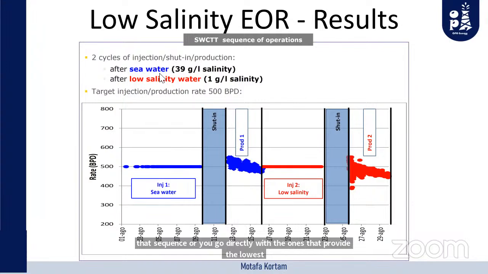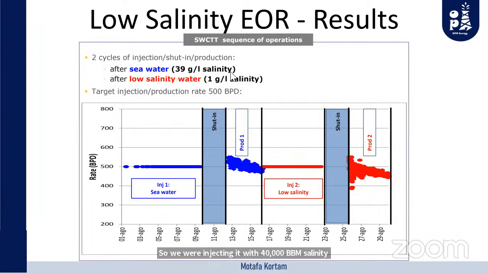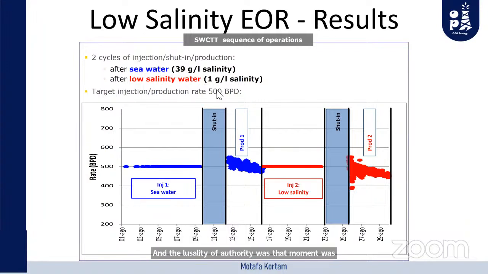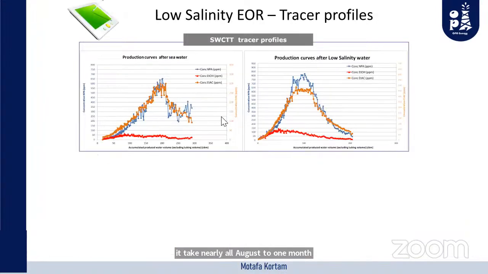So we were injecting seawater with 40,000 ppm salinity, as we explained. The low salinity water at that moment was 1,000 ppm. The injection and production rate was 500. It took nearly the whole of August, so one month, with this sequence. These are the actual curves that we obtained.